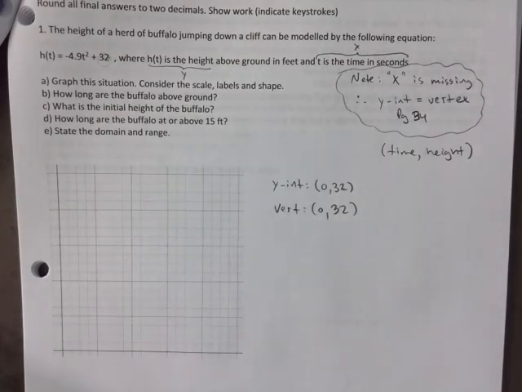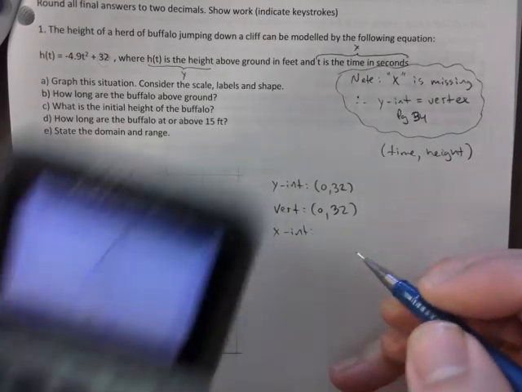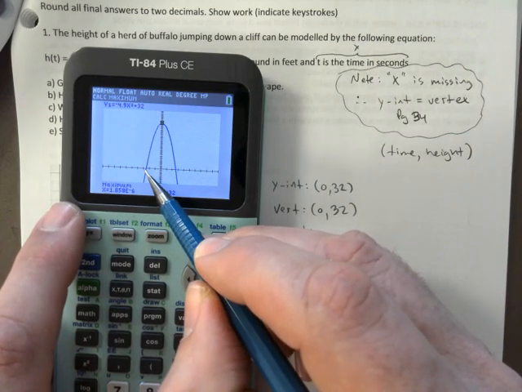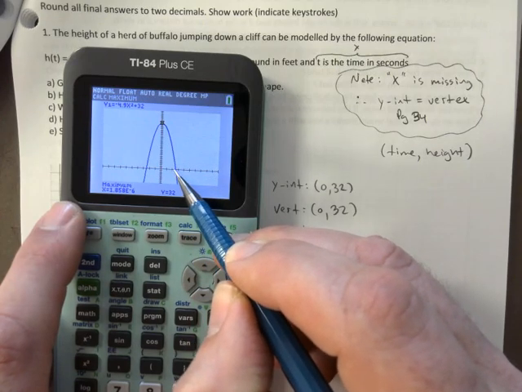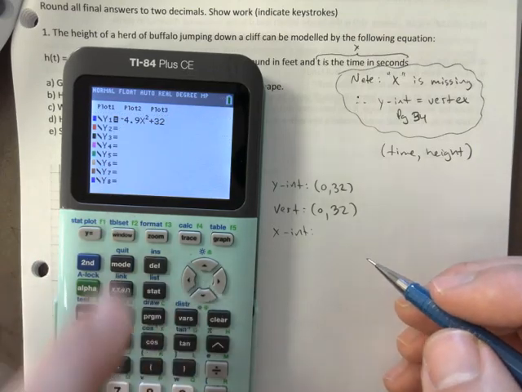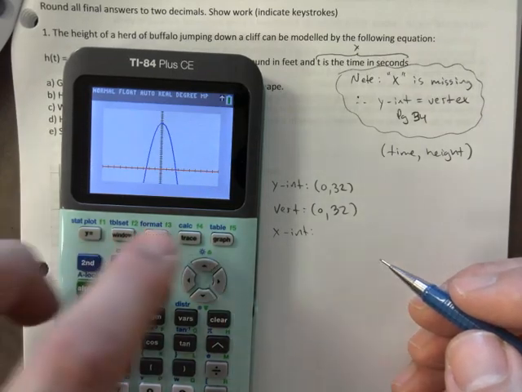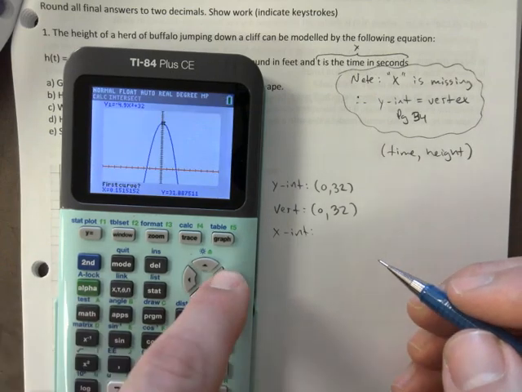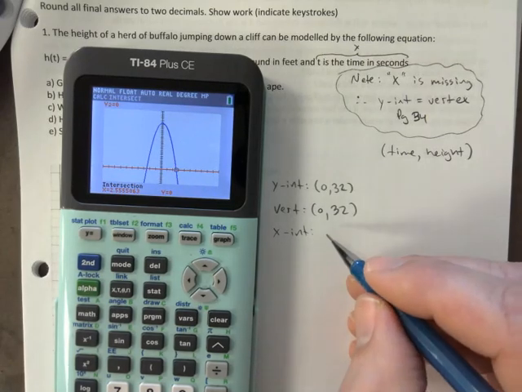Okay? And we need the x-intercept. Do I care about this x-intercept here? I don't. That's negative time. The only x-intercept that I'm going to include is this one. How do we do that again? y2 is equal to 0. Hit graph. Second, trace, intersect, right? And just go closer to that one. Enter, enter, enter.